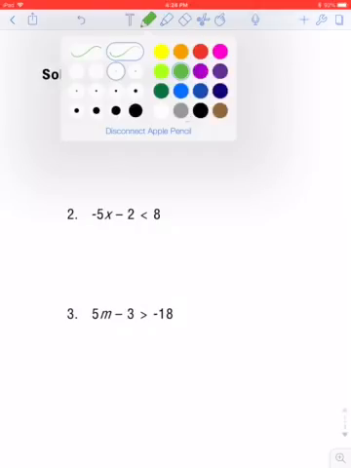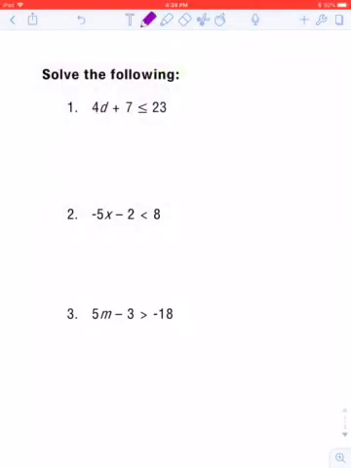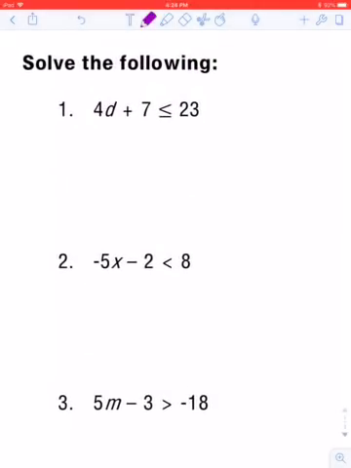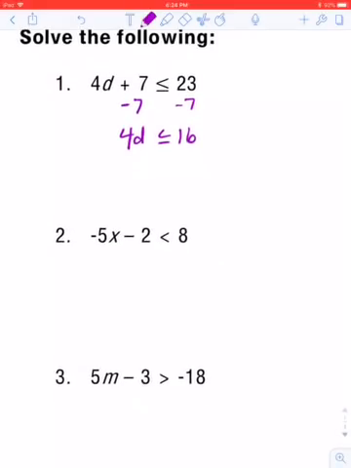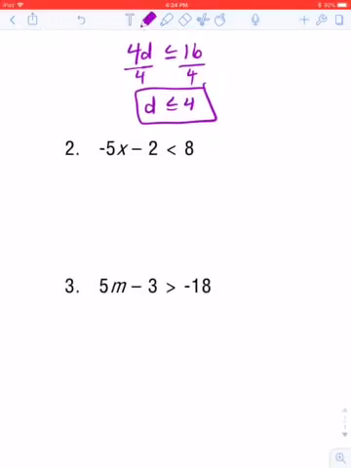It's very similar to solving just an equation. Just one little detail is a little bit different. So number one, we're going to start with all the same steps. I'm going to subtract my constant. So 4d is less than or equal to 16. Divide by my coefficient. D is less than or equal to 4. Nothing's different there. Same as an equation.